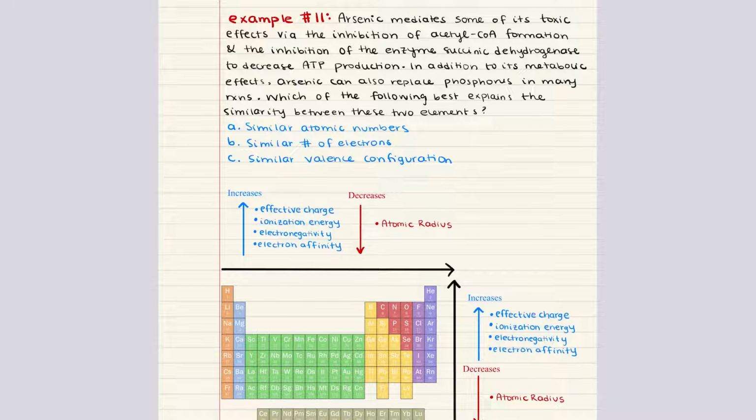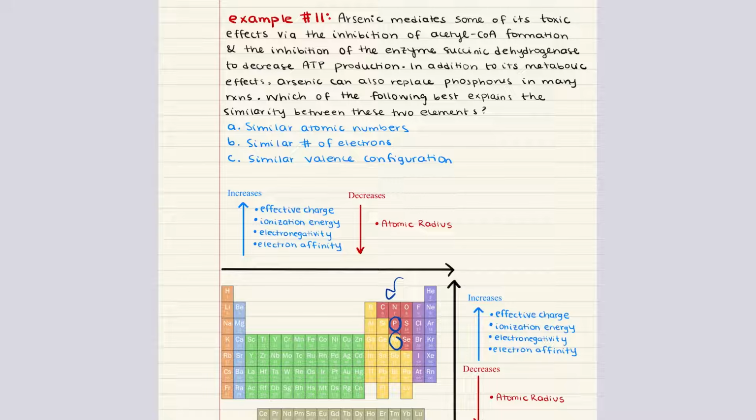Now, arsenic and phosphorus are right here on the periodic table. They're both located in group 15 of the periodic table. Elements in the same group have similar chemical properties because they have the same number of valence electrons. The valence electrons determine how an element interacts chemically, including the types of bonds it can form and its reactivity. So let's evaluate each of these options. Answer choice A says similar atomic numbers, and this is just incorrect.